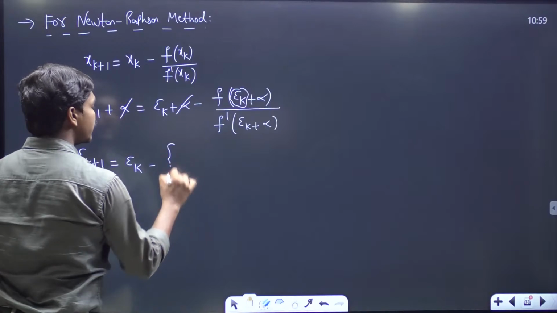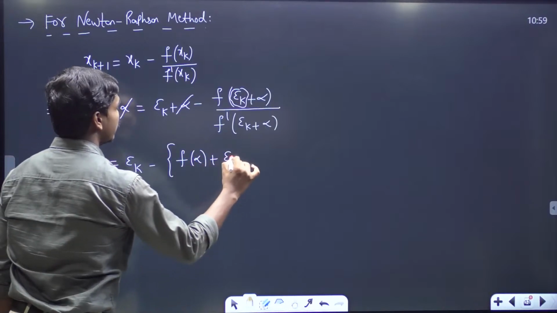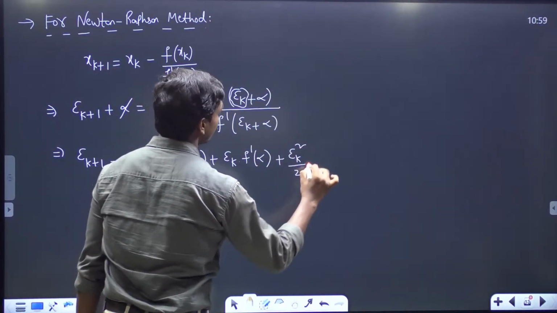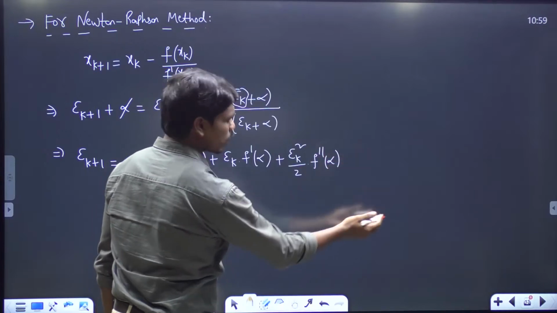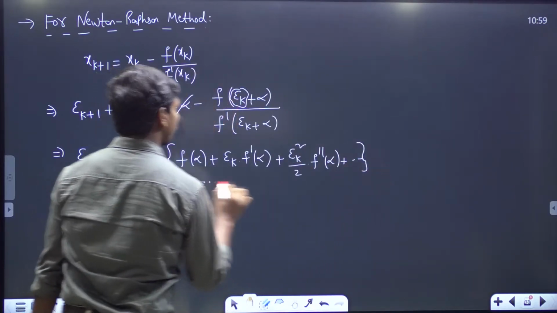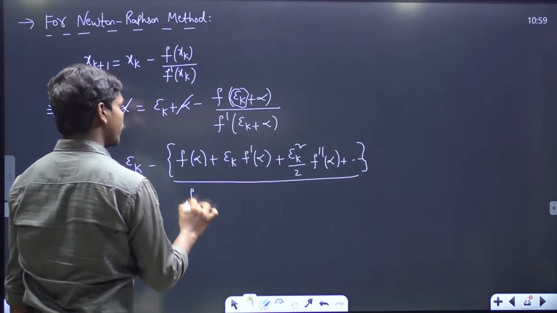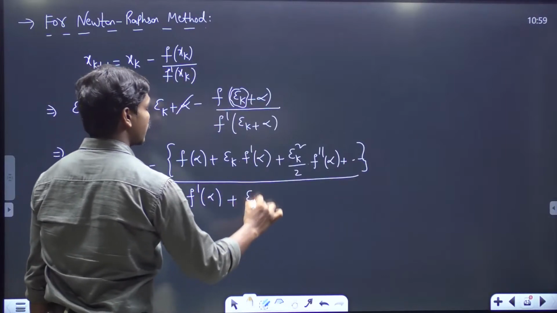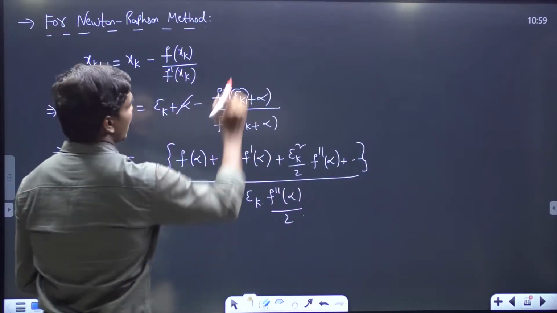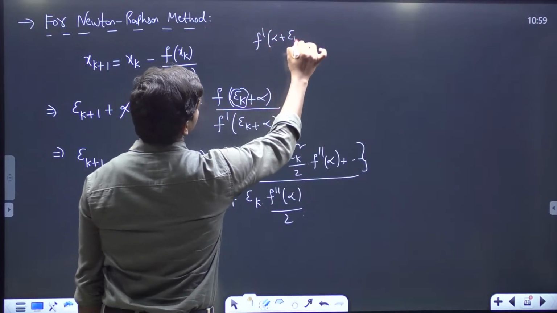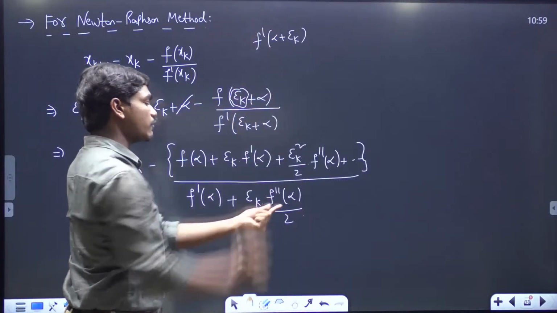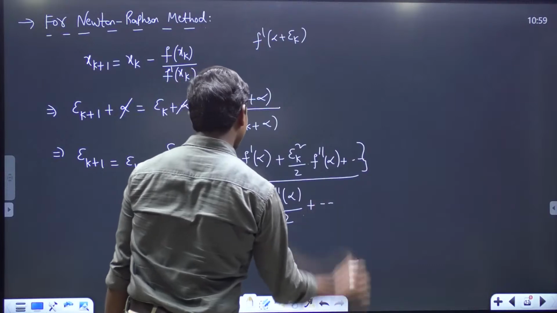So this can be written as f(alpha) plus ek into f'(alpha) plus ek square by 2 into f''(alpha), and of course we are stopping it here because this f'(alpha) is sufficiently enough to calculate the things, divided by, again, f'(alpha) plus ek into f''(alpha) by 2. Again we are applying Taylor series for this, because if you have the function f'(alpha plus ek), then the functional value is f'(alpha) plus h into f''(alpha), and so on.